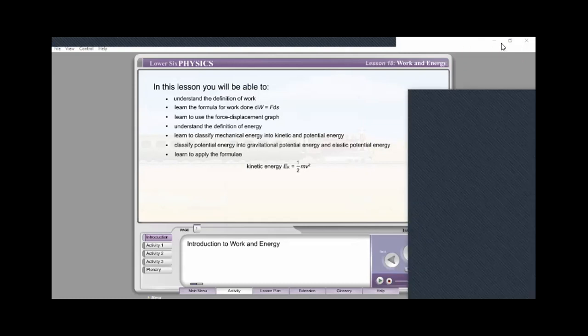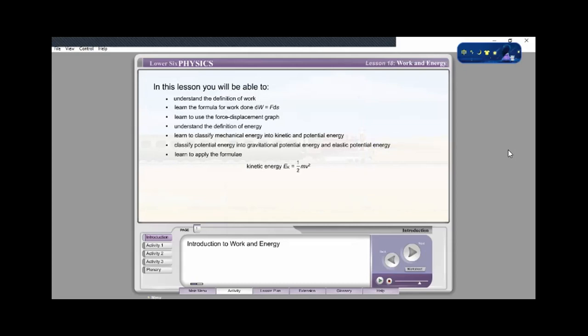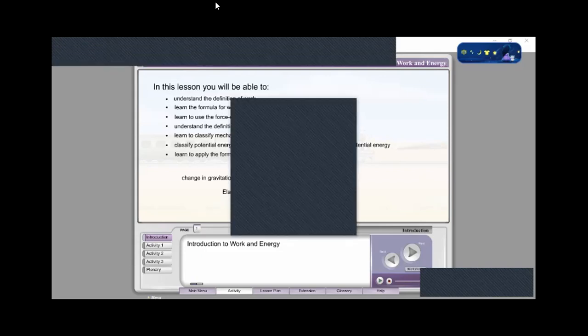Kinetic energy EK equals half mv squared. Change in gravitational potential energy delta U equals mgh, and elastic potential energy U equals half ke squared.